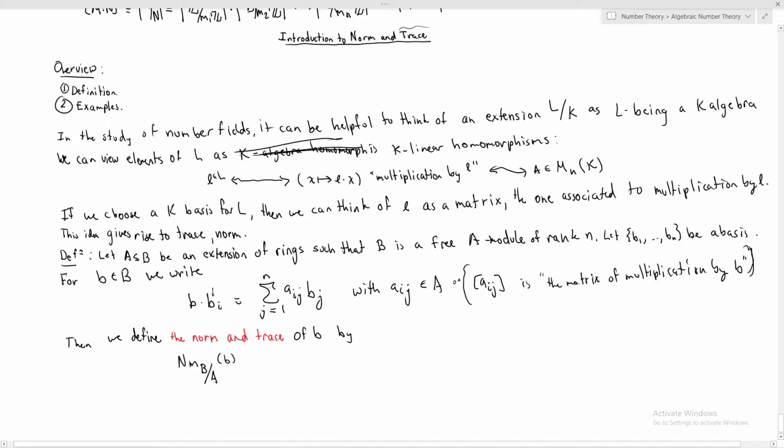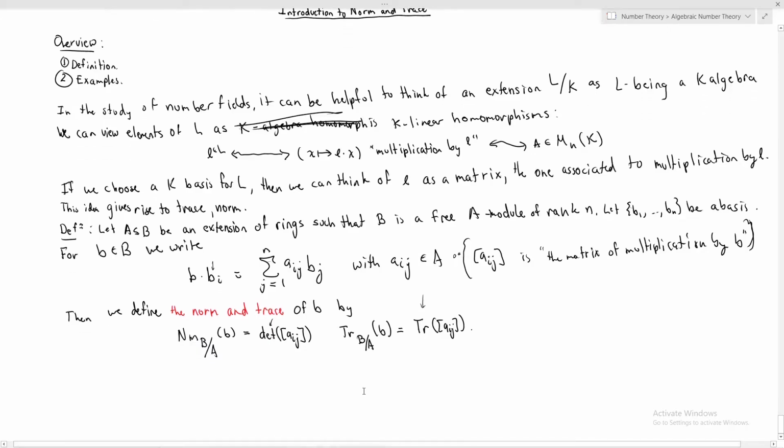But the norm of this element B is the determinant of this matrix aij, and the trace of an element B is just the trace of the matrix aij. Okay, so you can say, well, I guess there's a slight concern. What if I pick a different basis? The same way that you prove that determinant and trace are basis invariant in the linear algebra case, those proofs will show that norm and trace are invariant in this case.